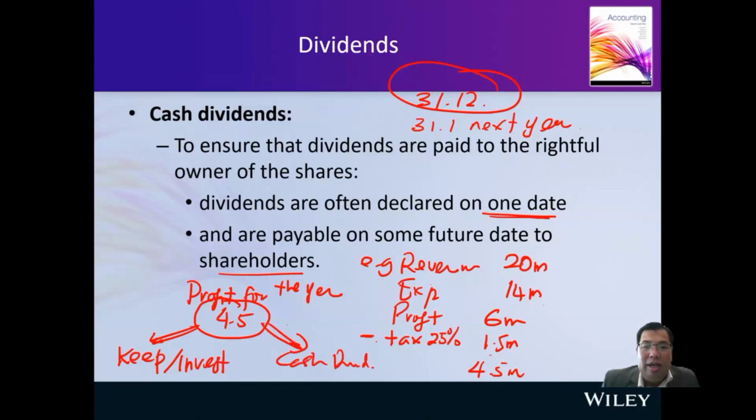Cash dividend. When they announce a dividend on 31st December, they will also announce when they're going to make the payment, maybe 31st January next year. So we have the announcement date of the dividend, or the declaration date. Another one is the payment date.